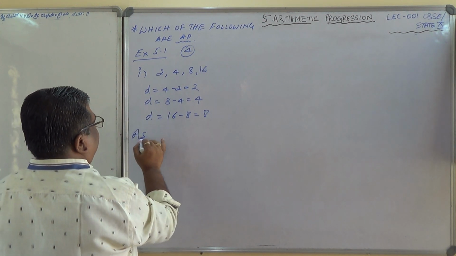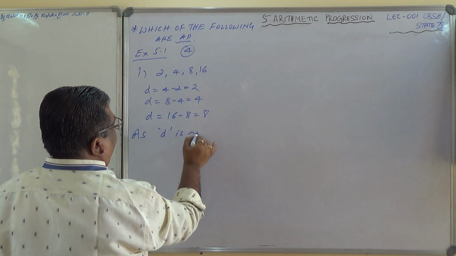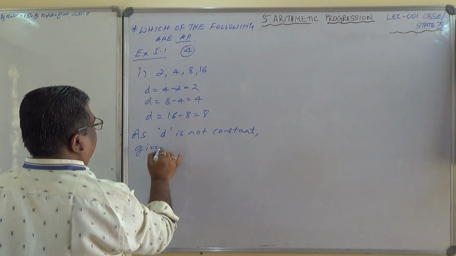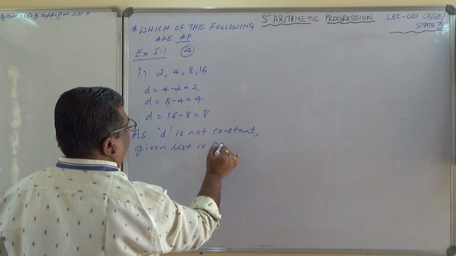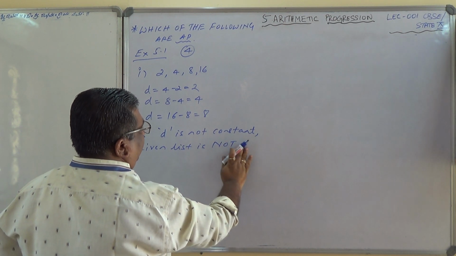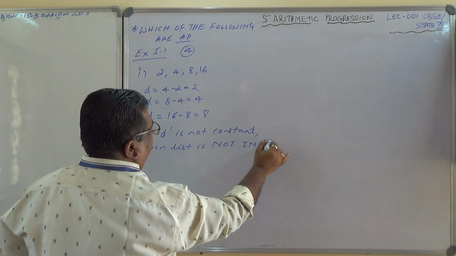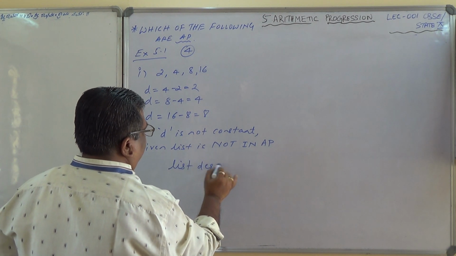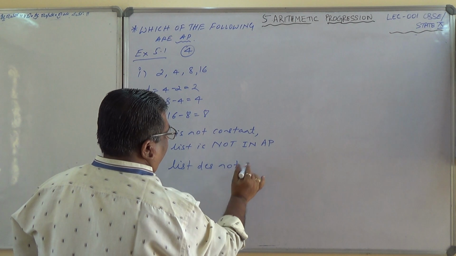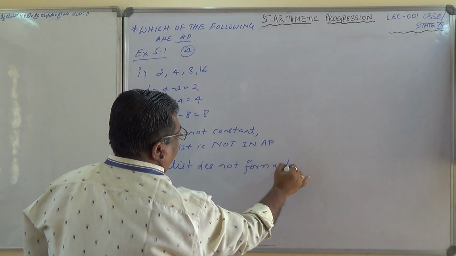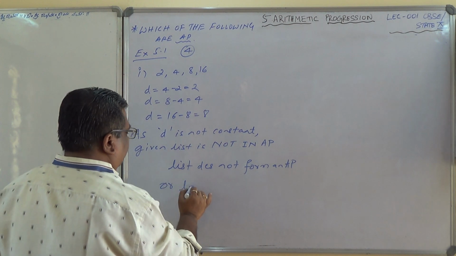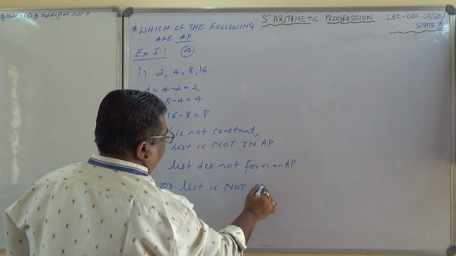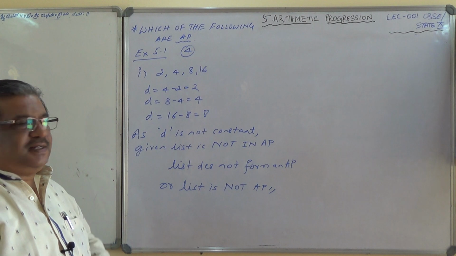And therefore, as D is not constant, the given list is not in AP, or the given list does not form an AP, or the list is not AP. That's all. Something like this. Any one of these are acceptable, which you can write.